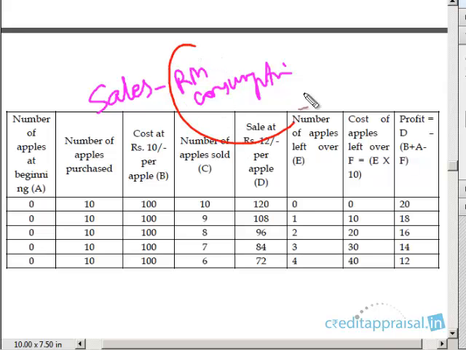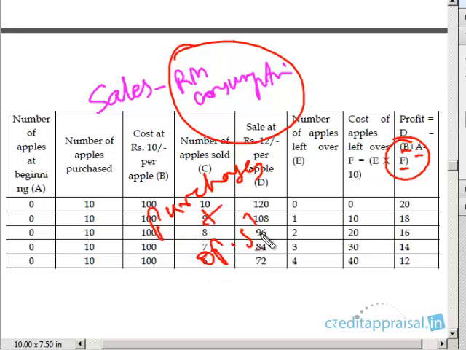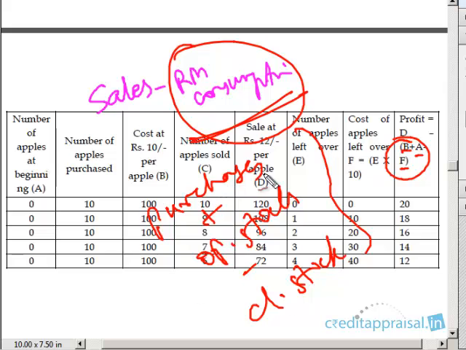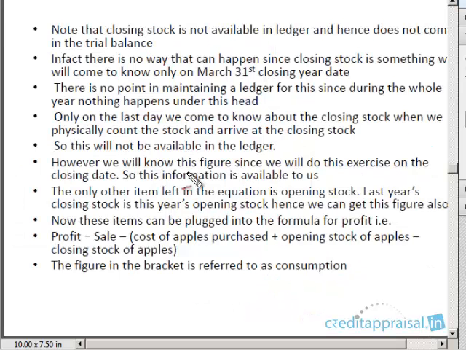But in cases where you don't get this figure directly, there is a way to calculate, and that is purchase plus opening stock minus closing stock. And these three are actually available in the P&L and balance sheet. So if you don't get this consumption figure, you can arrive by purchases plus opening stock minus closing stock. So by using this formula, in cases where you are not given consumption directly, you can arrive at the consumption figure, right? So the formula for consumption is purchases plus opening stock minus closing stock.